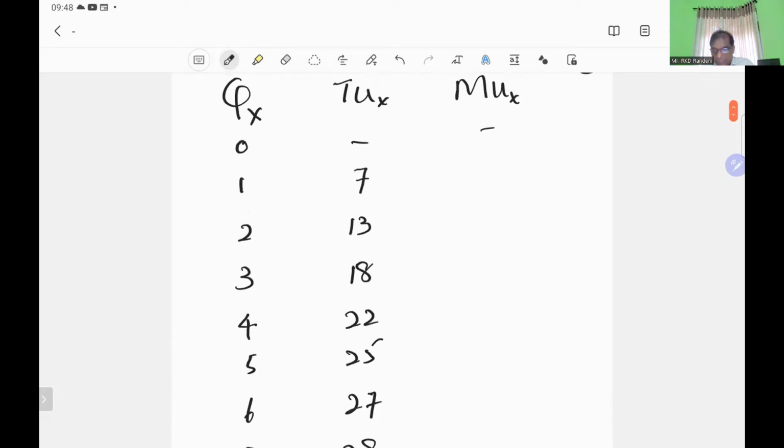Right? According to the theory, you can calculate the marginal utility of x. That is delta TU x divided by delta x. Now 0 to 1, you are taking 1 glass of water, then you can get something.